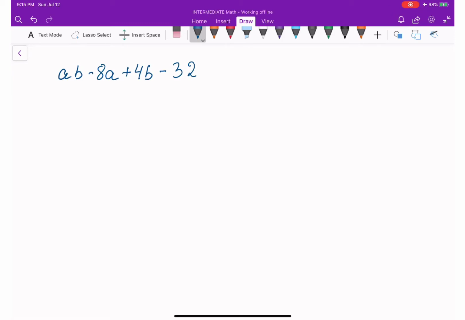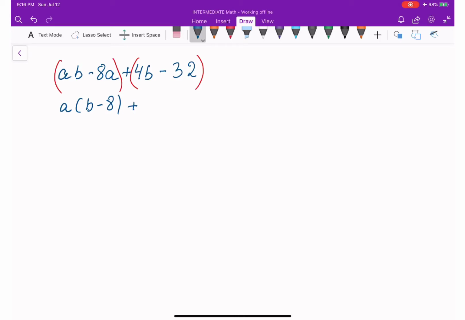Okay, the meaning of factoring by grouping is you have to group the terms and then take common factor out. So let's group it. AB minus 8A and then 4B minus 32. All right, AB minus 8A. What is going to be the common factor here? It's going to be A, right? If I take A, I will have B minus 8.